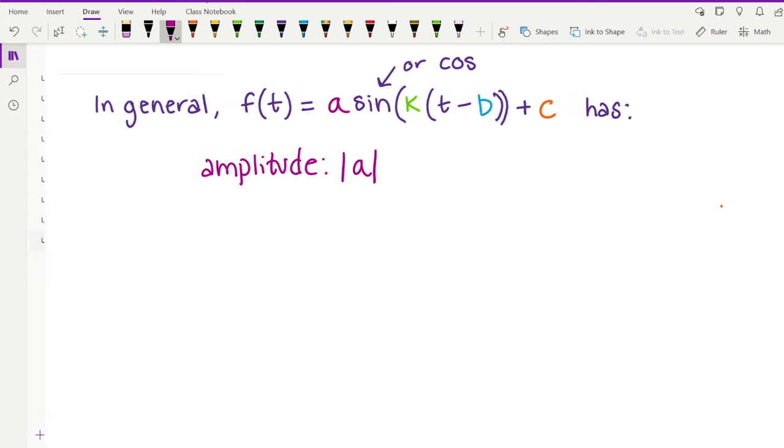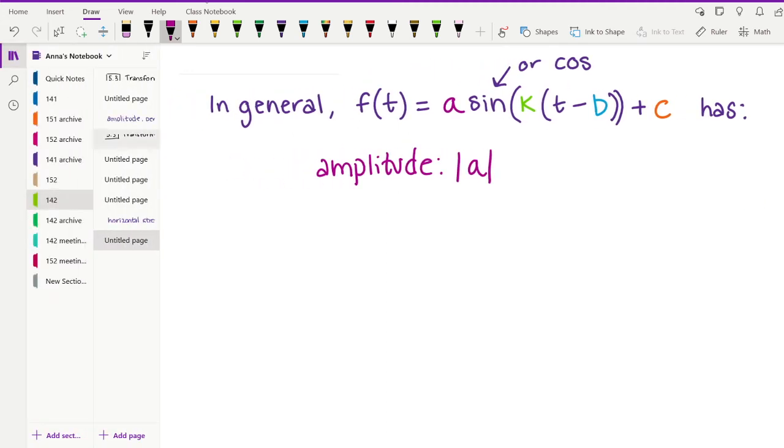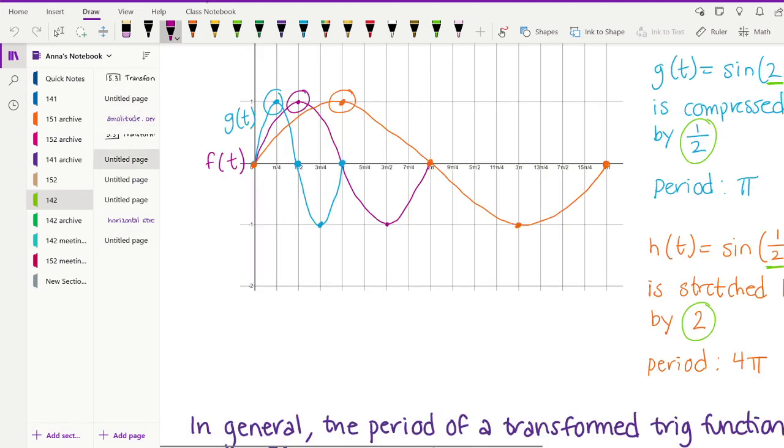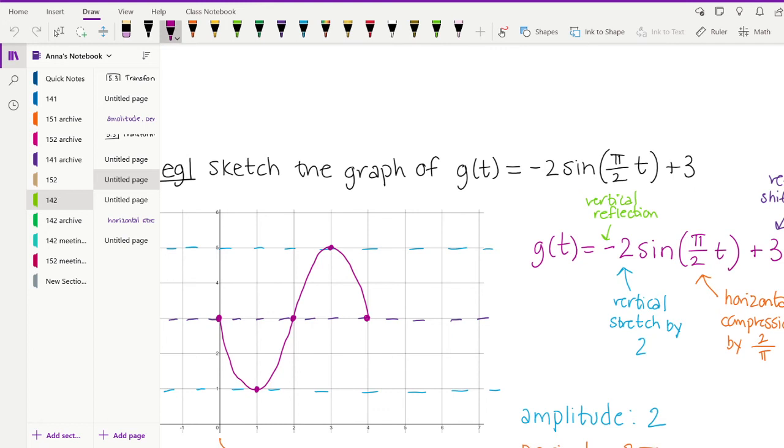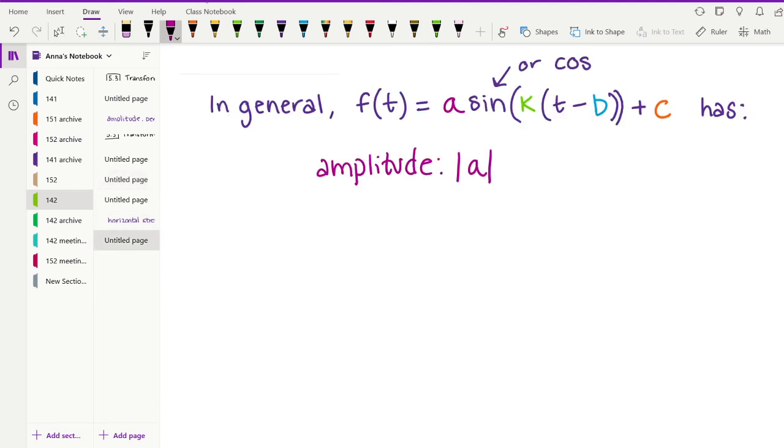So for example, did I do any examples like this in the video? I'm not sure. Probably did one earlier on. Let's see. Here, when we had -2 sine of pi over 2t plus 3, following the format that I wrote, this number is a, right? A would be -2, but the amplitude is not -2. The amplitude is just 2. Amplitude should always be positive because it's a measurement of distance, and distance is positive. And so you always take the absolute value of that coefficient out front to find the amplitude.